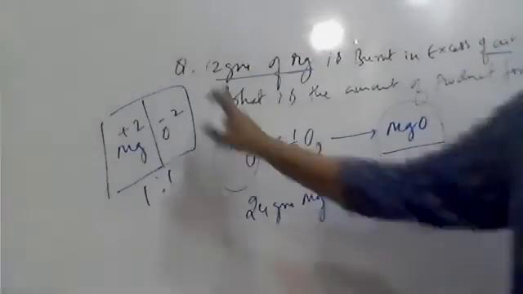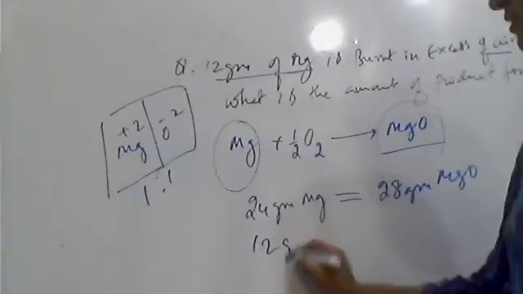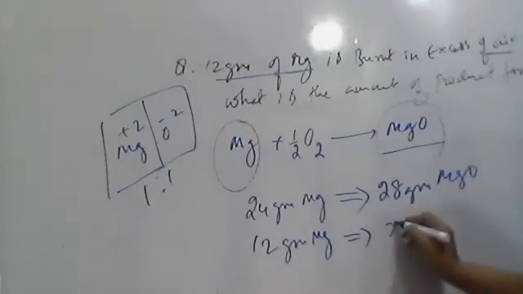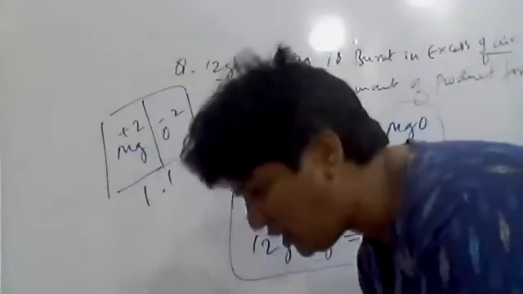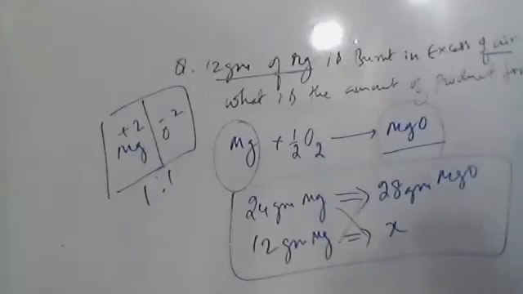Then in the question, how much is asked? For 12 grams of magnesium, how much magnesia is formed? X. Then what do you do? Crisscross. So you have to calculate X. So what is the X?